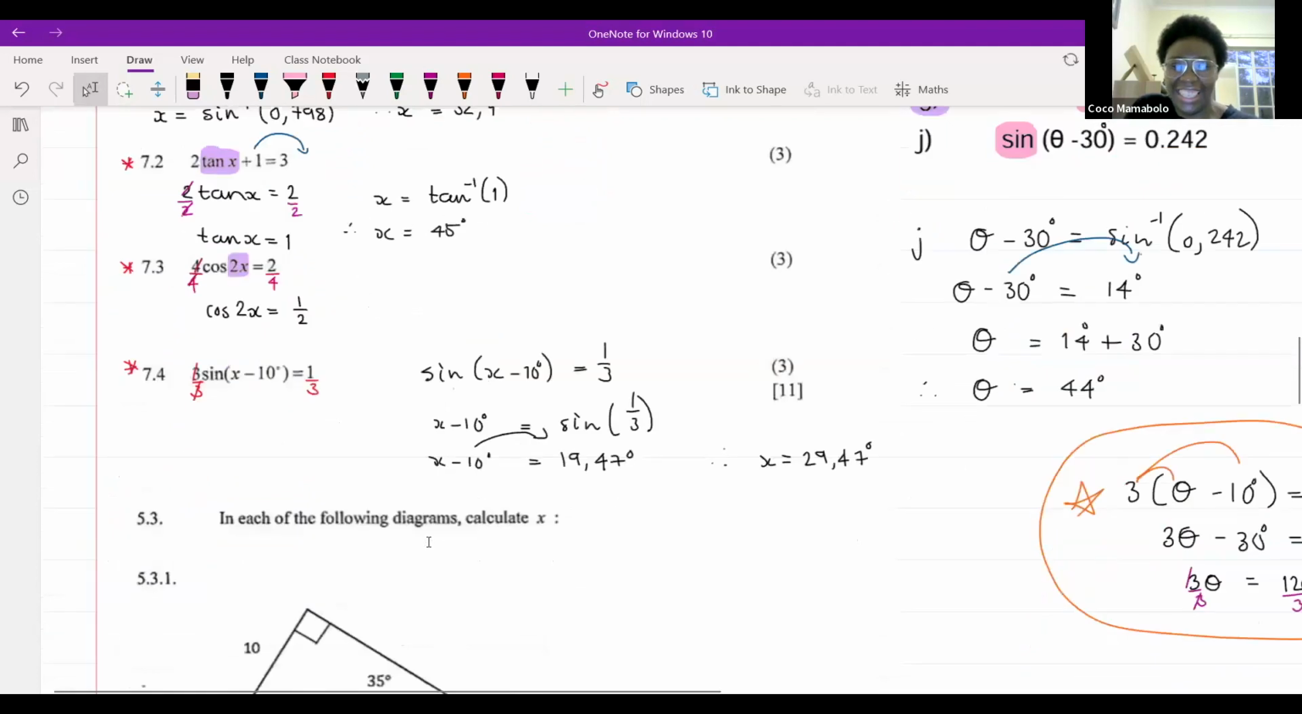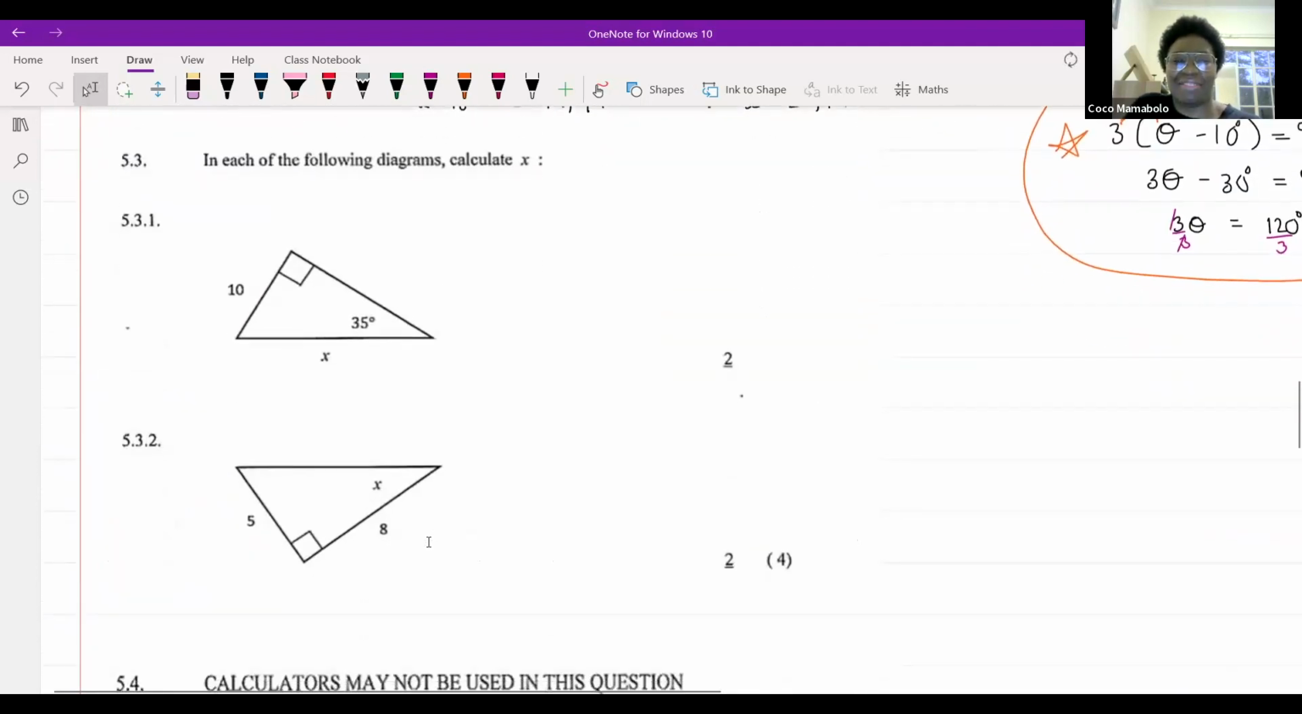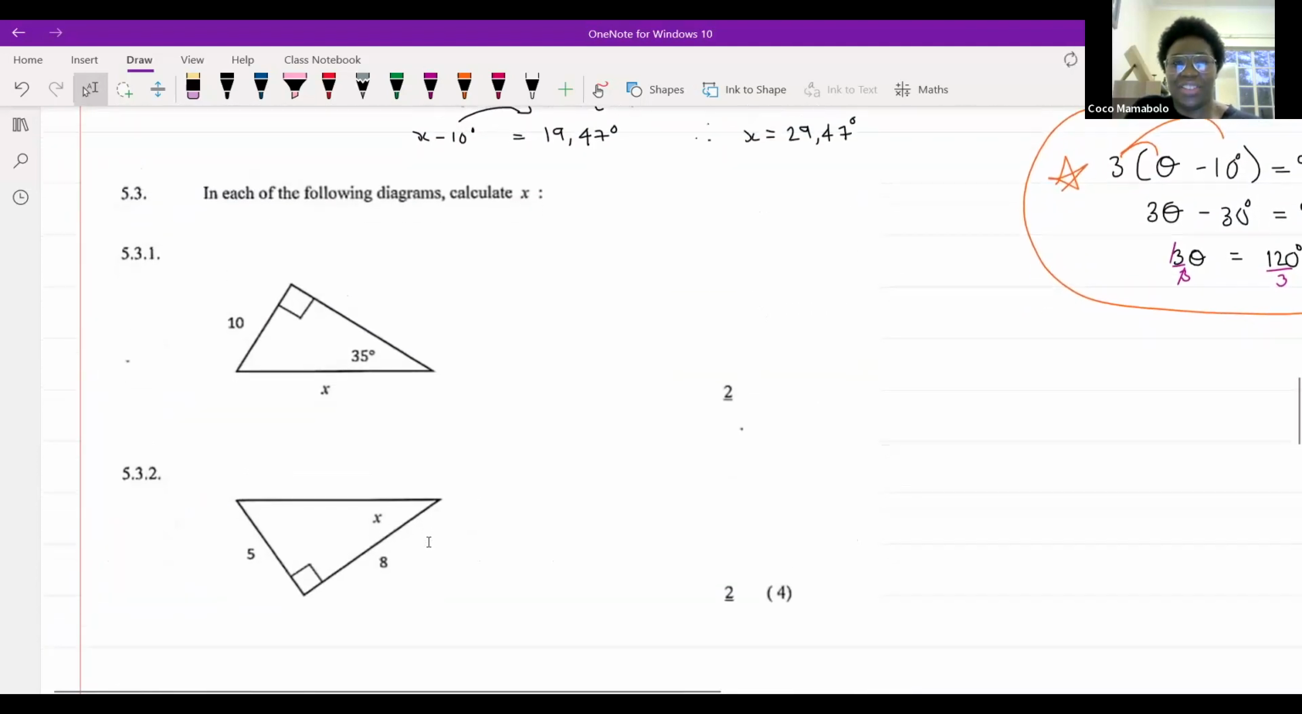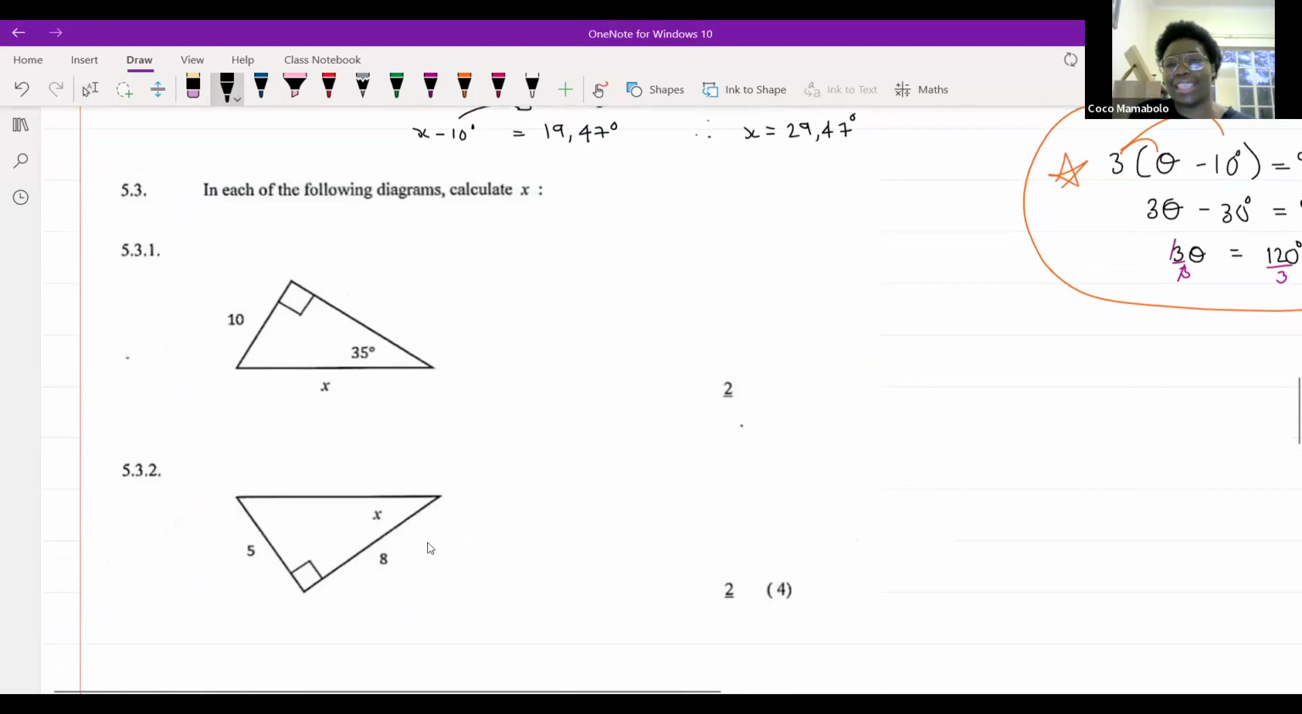Okay, let's try 5.3. We're going to solve for x in each of these diagrams. Whenever we see a diagram, what must we think? Step one. What is step one, guys? You must label. Yes, absolutely. Let's label. Step two.